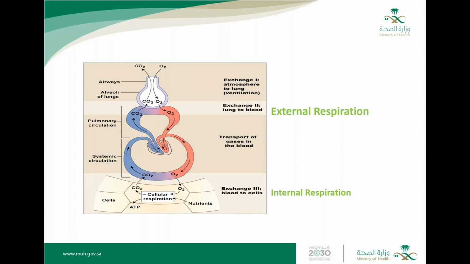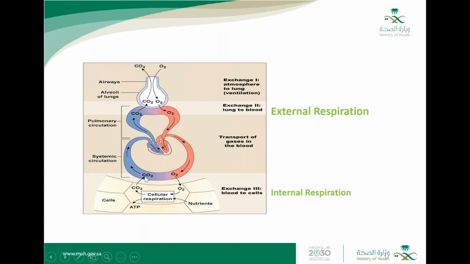Now, when we move to the internal respiration, when this oxygen-rich blood reaches the cells, the cells start the process of taking on oxygen and giving away CO2 to the systemic capillaries, and that CO2 would eventually be transported back to the lungs where it would be exhaled out.